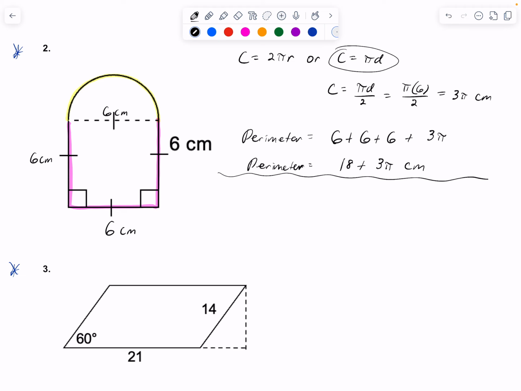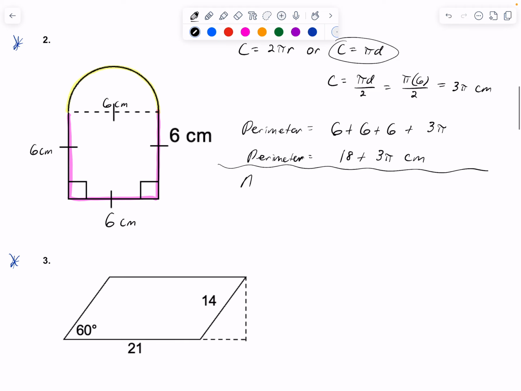All right, let's do the area. Now we can find the area of the circle by using pi r squared. But remember, this is a semicircle, right? So if I want to find the area of a semicircle, I need to put it over 2. All right, so it's going to be pi times, so the radius is going to be 3 centimeters divided by 2. So that's going to be 9 pi over 2 square centimeters for the area of that semicircle.